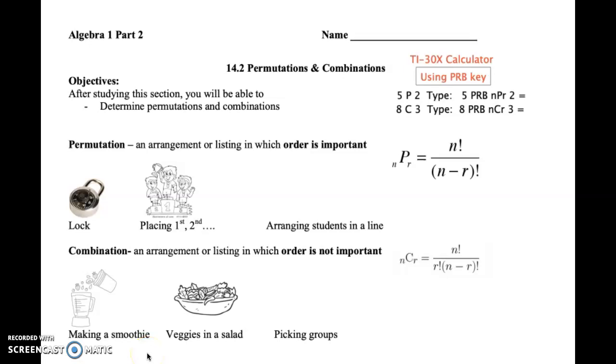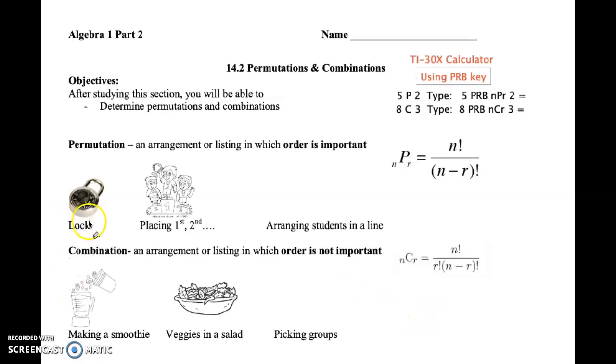So now we're going to learn about combinations and permutations. There is a difference between the two, and that's really the thing I want you to make sure you understand really well by the end of the notes and the practice. A permutation is something where your order is important.